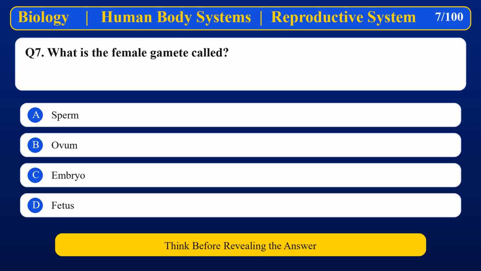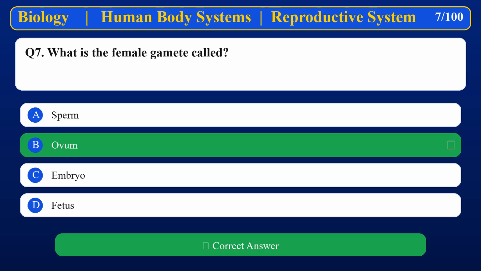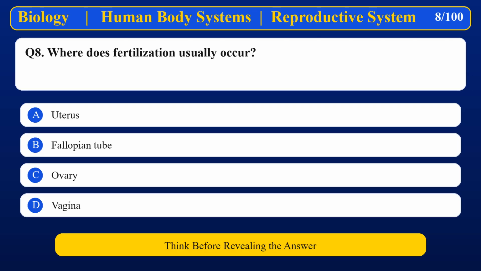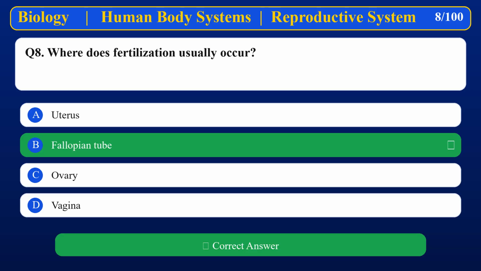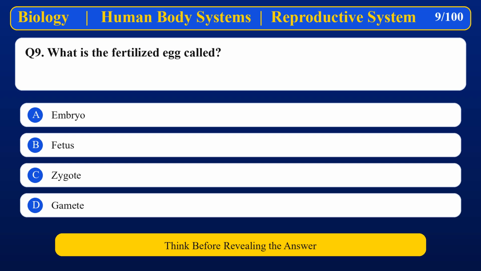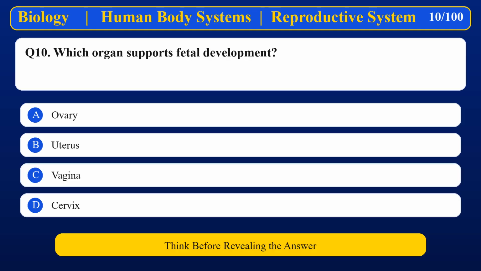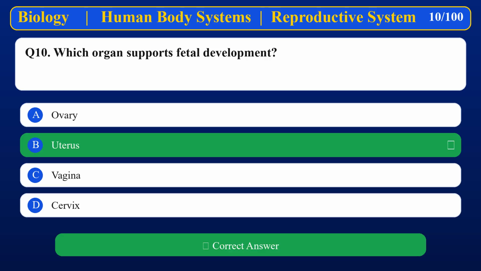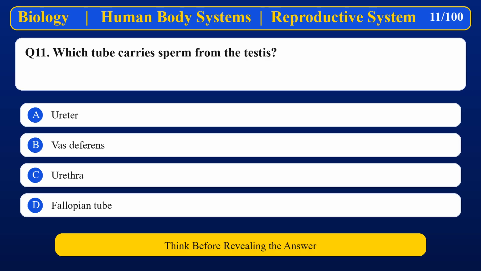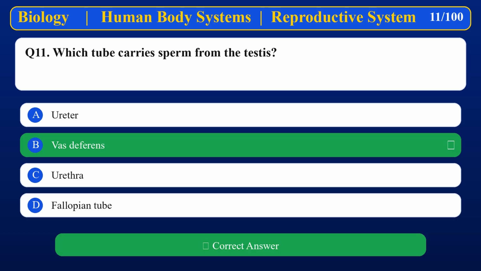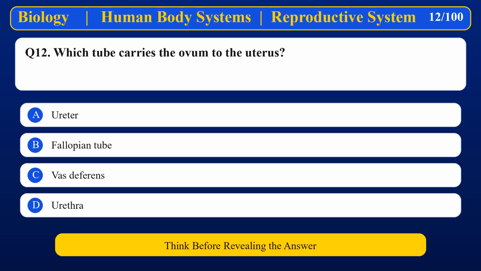What is the male gamete called? Sperm. What is the female gamete called? Ovum. Where does fertilization usually occur? Fallopian tube. What is the fertilized egg called? Zygote. Which organ supports fetal development? Uterus. Which tube carries sperm from the testis? Vas deferens.